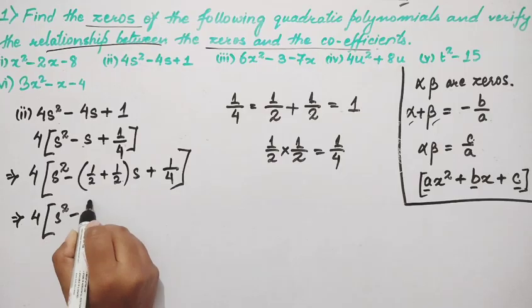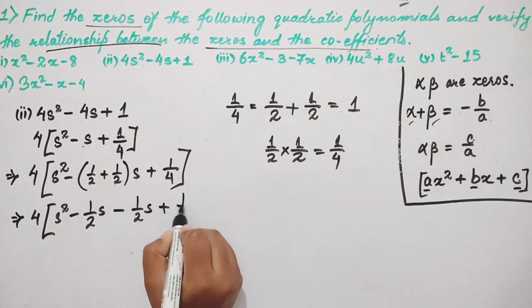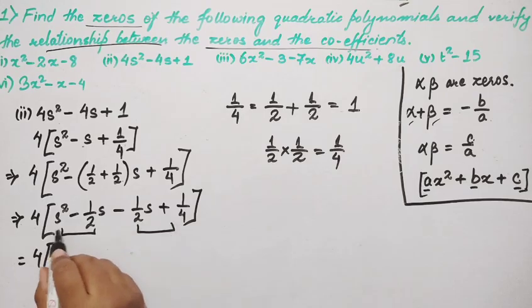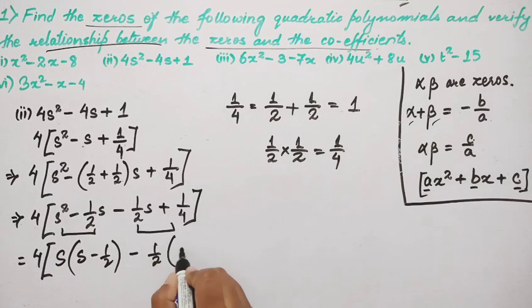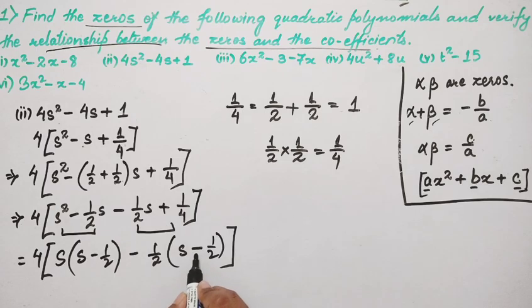And s square minus half s, plus into minus is minus, half s plus 1 by 4. Next you have s common from these two, s minus half, and here you have half common, s minus half. Here we are writing minus inside the bracket because when you open it, you will get minus half s, and minus into minus plus half into half is 1 by 4. That's how you have to play with the signs.